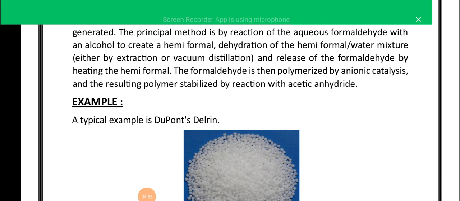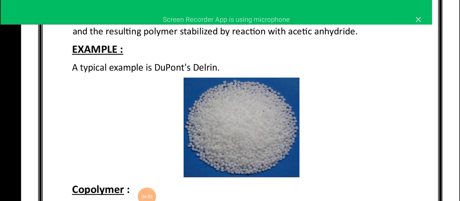DuPont Delrin is used in manufacturing precision parts for industries such as consumer electronics, healthcare, and industrial equipment.